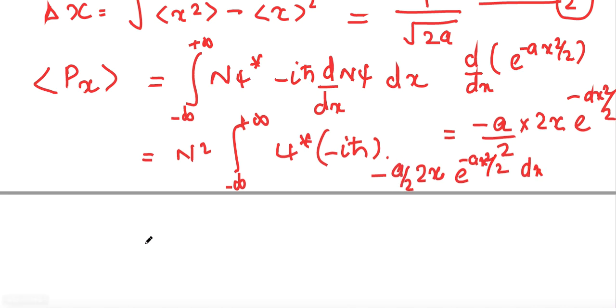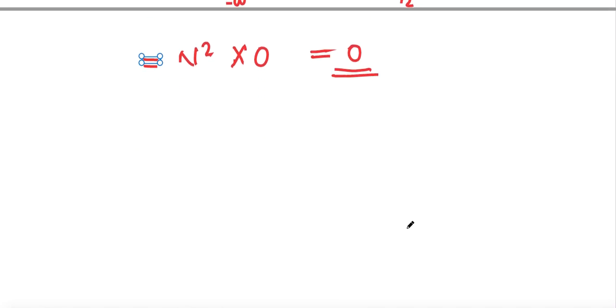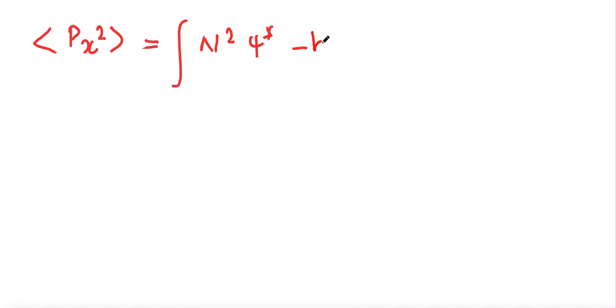So these constants we can take outside. Here only the x comes, therefore this term becomes 0 as per our standard integral. So the average of px is also 0. And what is remaining is the expectation value of px square. So the expectation value of px square is equal to the integral of n square psi star into minus h cross square d square by dx square of psi dx. Now this thing you have to carefully calculate.